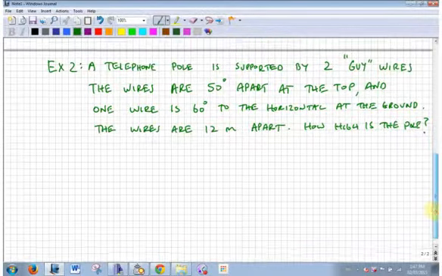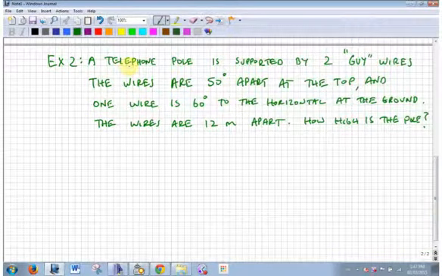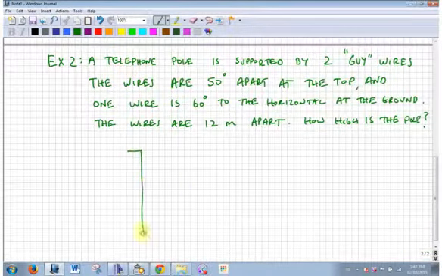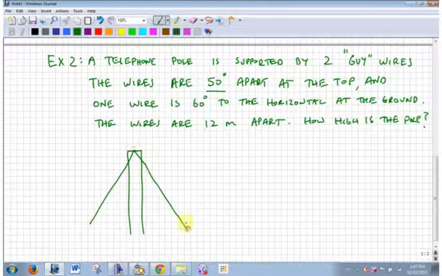Okay? So, telephone pole. What does that look like? Looks like a telephone pole. Two wires. They're 50 degrees apart at the top. Okay, so that's 50 degrees. One wire, 60 degrees to the horizontal. So here's the ground.